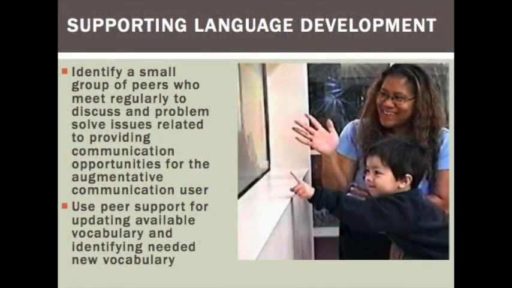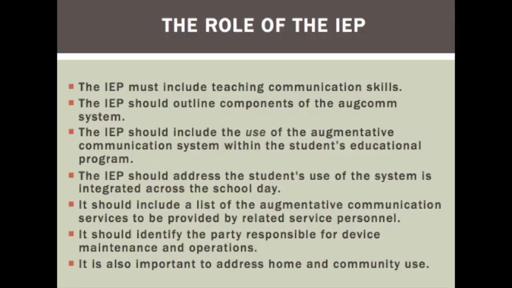Language development can also be accomplished through peer support in the following manner. So, with peer support, one should identify a small group of peers who meet regularly to discuss and problem-solve issues related to providing communication opportunities for the augmentative communication user. One can also use peer support for updating available vocabulary and identifying the need for new vocabulary. Ultimately, this must be supported by the student's IEP.